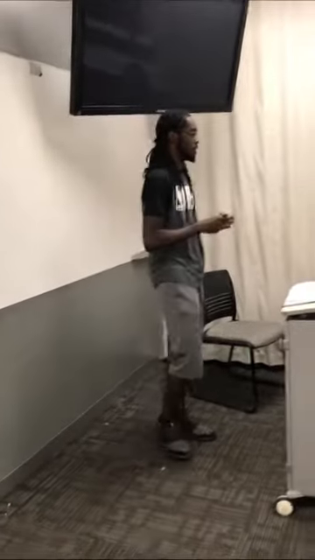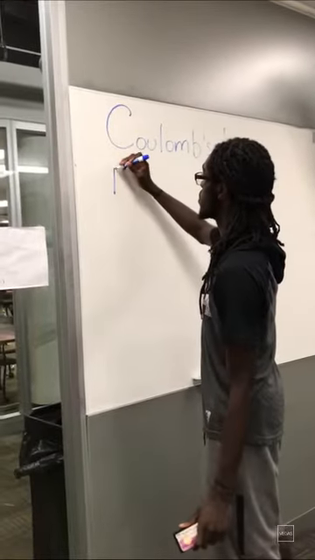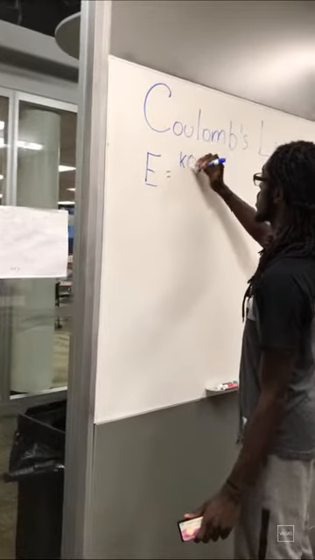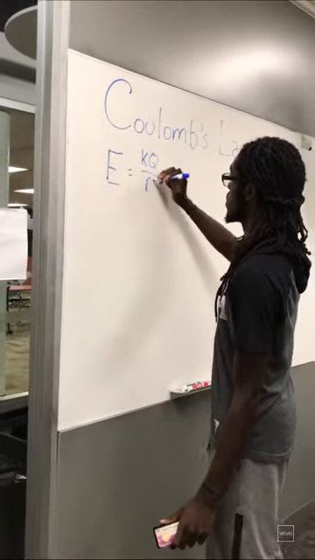Oh, over there in the back, I heard it. Okay. Where's my eraser? The formula for a point charge, the electric field for a point charge, is E equals kQ over r squared.